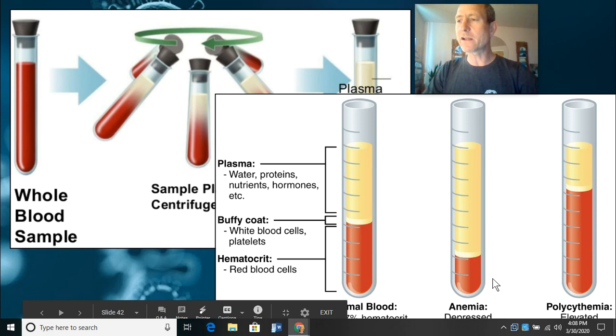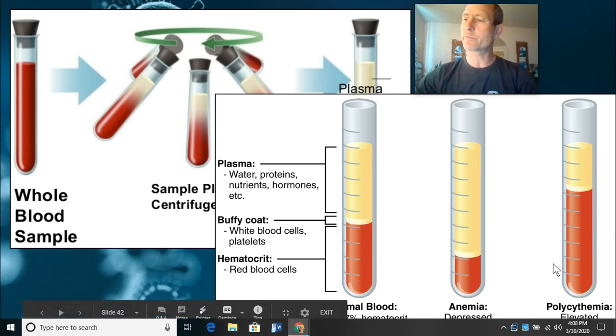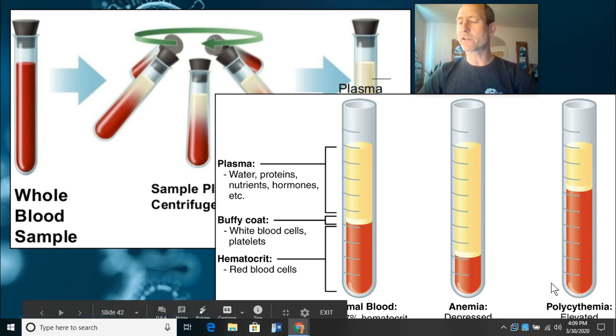So anemia can be caused by lack of iron in the diet. It can be caused by internal bleeding, and polycythemia can be caused by extended periods of time spent at high elevation. So if you're spending a lot of time in an area that has less oxygen than normal, your body can respond by making extra red blood cells, and this is what your blood layers would look like.